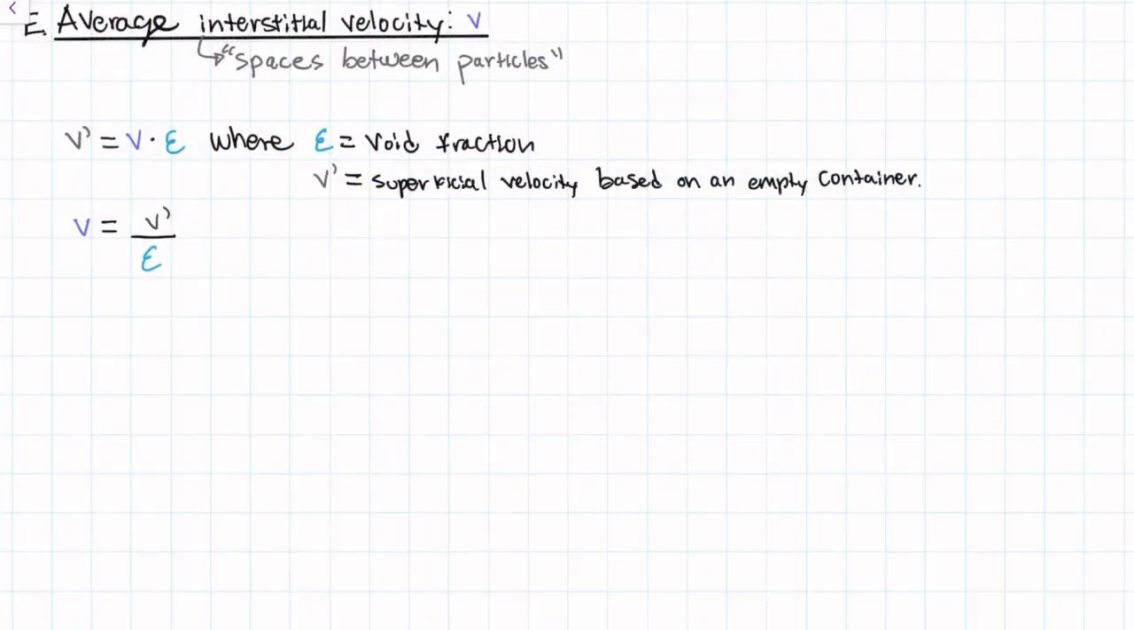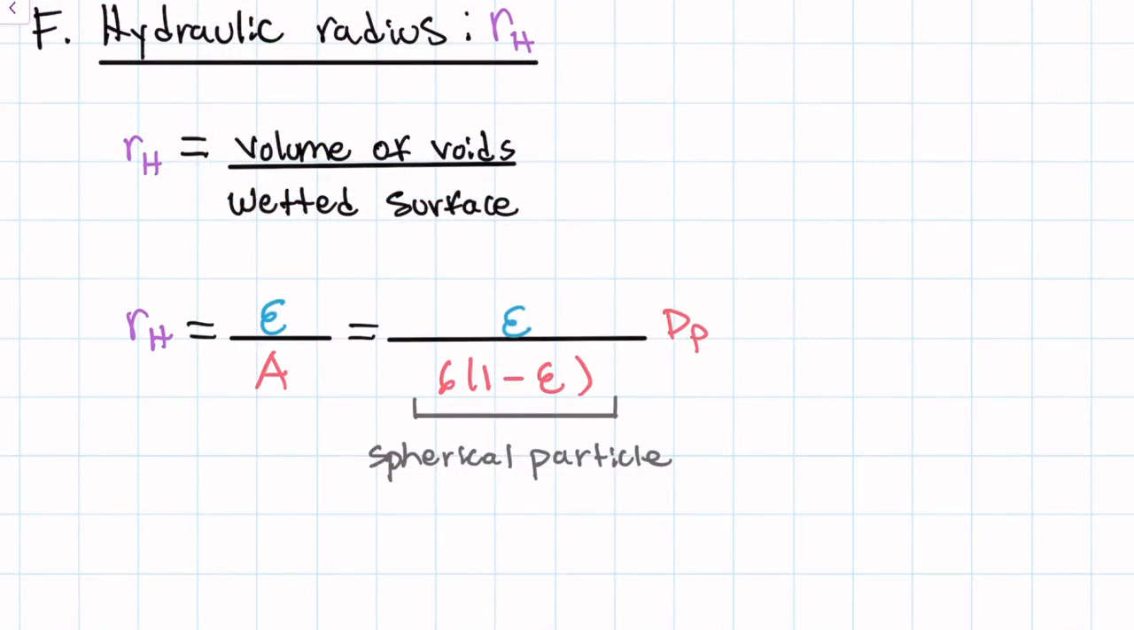Next, we define the average interstitial velocity v. Interstitial just means spaces between particles, so interstitial velocity just means velocity that flows through or around the particles in the packed beds. And it's defined as the superficial velocity based on an empty container divided by the void fraction. Essentially, if the void fraction was 100%, or there was no solid fraction of the packed bed, then the interstitial velocity would just equal the superficial velocity based on an empty container, because the void fraction would be 1. Next, we define hydraulic radius.